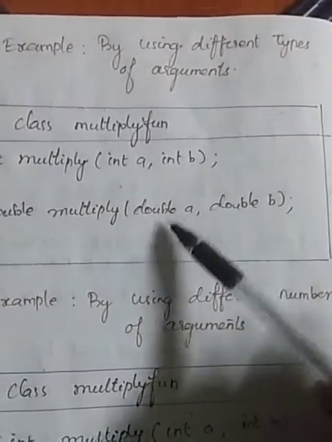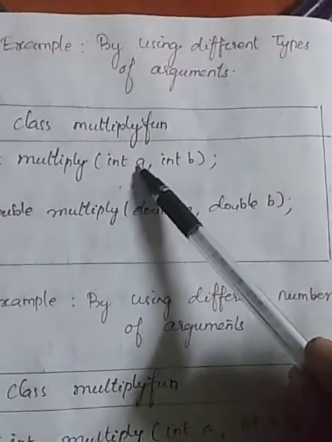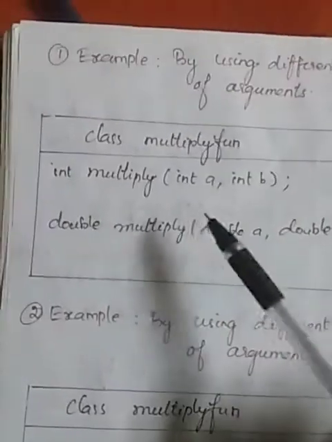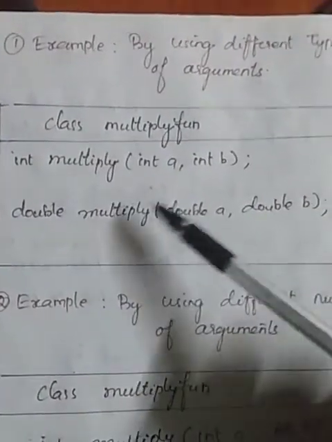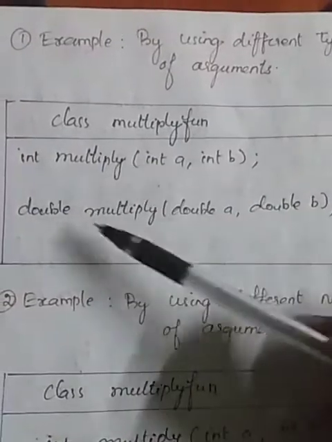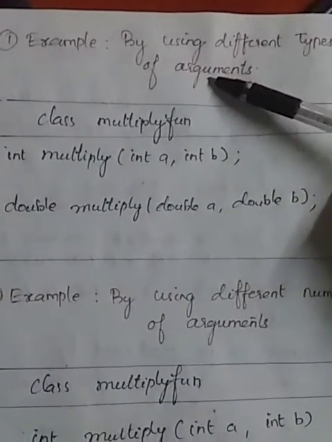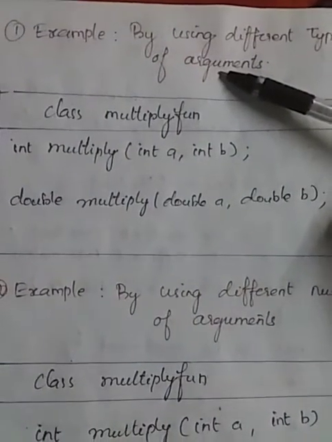Here these are called arguments: we have two integer arguments here, and two double arguments here, but the same name. Depending upon the type of argument, the function is called and the value is returned. This is one way of implementing static polymorphism.